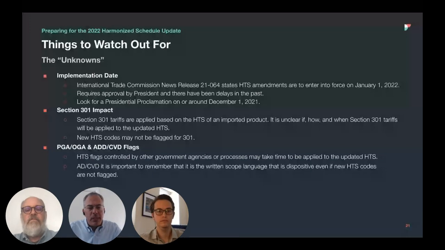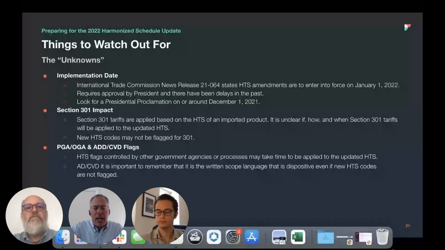But keep your eyes out for a presidential proclamation on or around December 1st. That is what happened 5 years ago. Right on December 1st, there was a presidential proclamation approving the HTS revisions and saying that the revisions were not contrary to U.S. policy and are in line with the government's economic goals and objectives. So keep an eye out for that. If you don't see that published the first week of December, it may delay by a few days the implementation of the changes. So that's a possibility as well, but everybody is trying to get them in force for January 1.